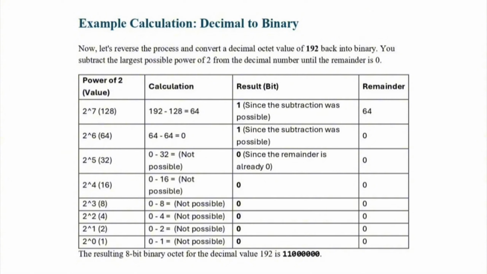And we continue this process with 2 power 6, which equals 64. We take the remainder from the previous calculation, 64, minus the 64 of 2 power 6, which gives the result 0. Since the subtraction was possible, we take the result bit as 1, which gives us the remainder 0.